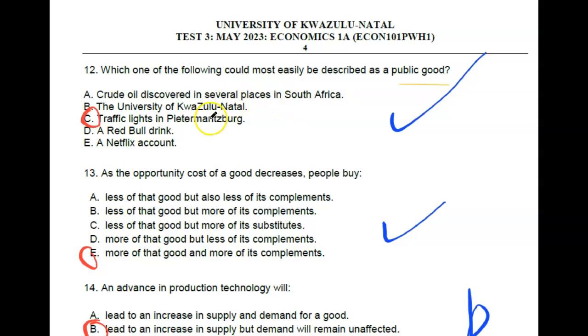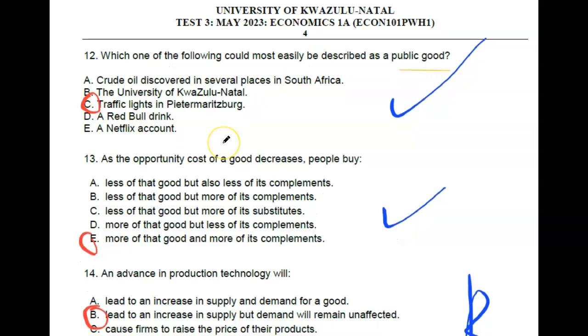A traffic light does not exclude anyone from going. Whether you're rich or poor, you can go to a traffic light. Number 2, is it rivalry? If you go by a traffic light, does it affect the next person? No, it doesn't affect the next person. So the answer will be C.